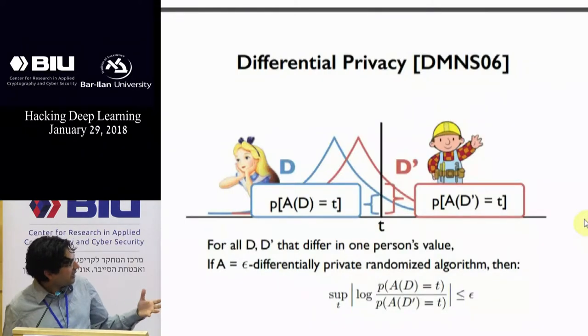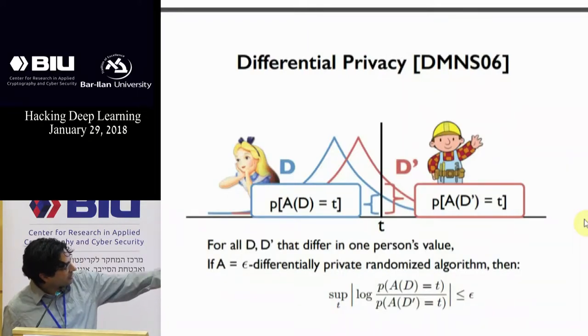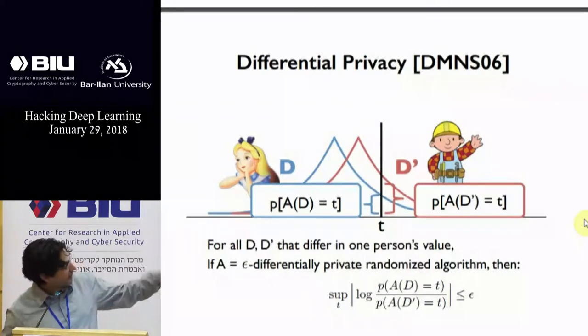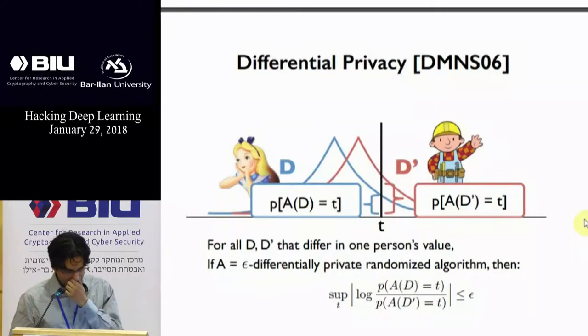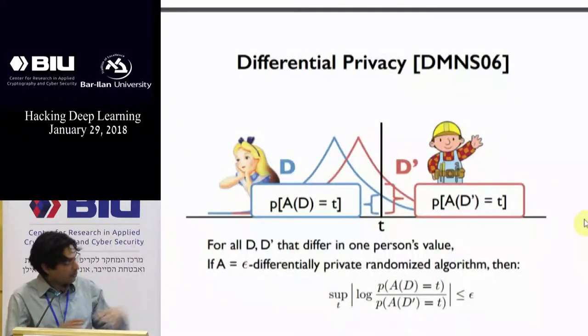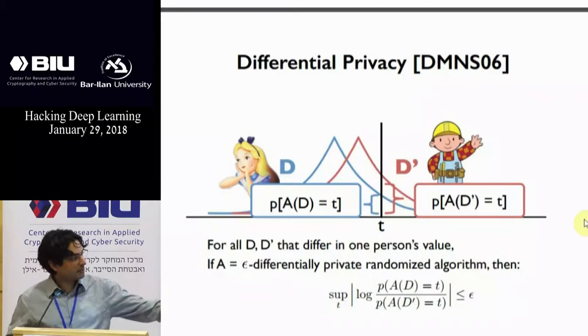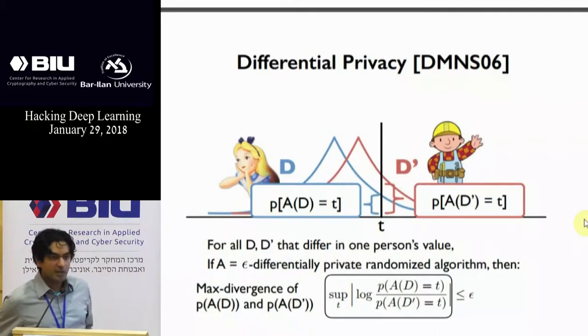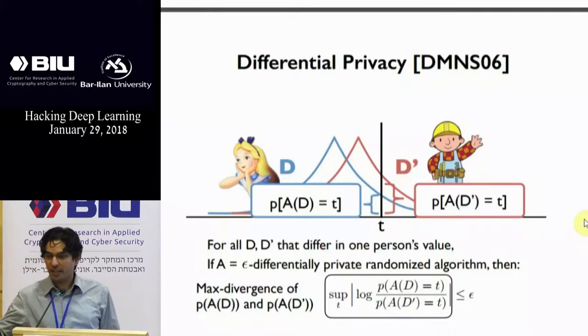We call the algorithm A epsilon differentially private if we look at all possible outputs and we look at the log likelihood ratio between the algorithm run on D and the algorithm run on D prime, and that log likelihood ratio should be bounded. This is a pretty strong guarantee, sort of point-wise. It's the opposite extreme from looking at something like the Kullback-Leibler divergence, or the relative entropy. Some folks call this the max divergence between the distribution of the output of the algorithm on input D and the distribution of the output of the algorithm on input D prime.